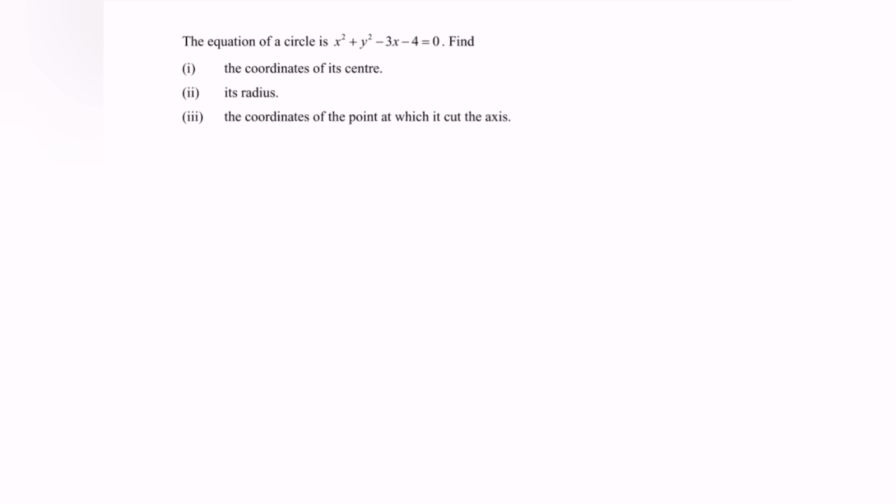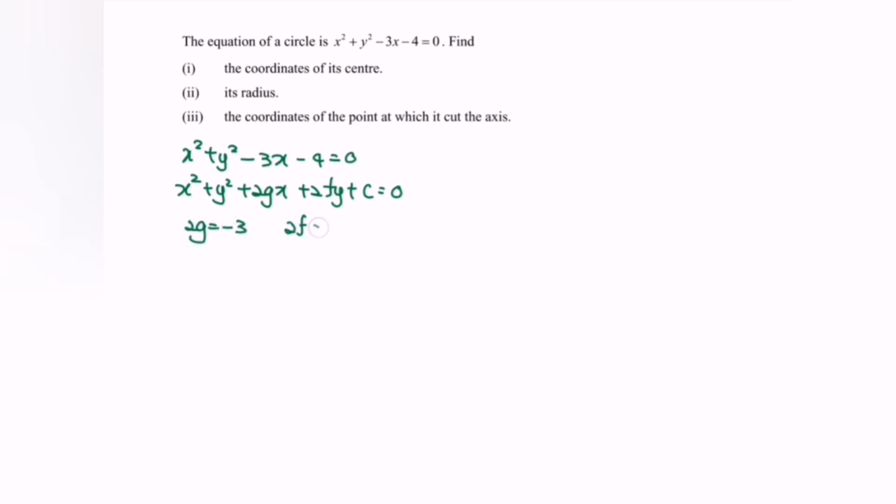So first, what we have to do is to compare the situation with the general equation of the circle. x squared plus y squared minus 3x minus 4 equals 0. Here we have the general equation of the circle, x squared plus y squared plus 2gx plus 2fy plus c equals 0. So kindly compare the situation. Here we have 2g equals negative 3, 2f equals 0.